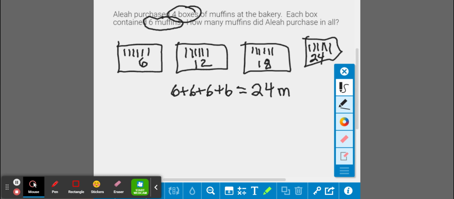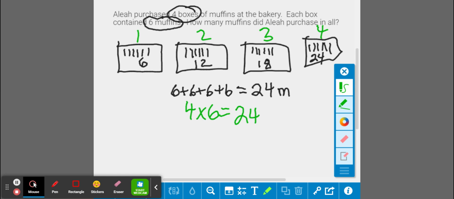And we know when we look at our problem that we have 1 group, 2 groups, 3 groups, 4 groups of 6. So that means our multiplication would be 4 times 6 equals 24. So that's typically how students will use equal groups and drawings of equal groups to create a solution to a multiplication problem.